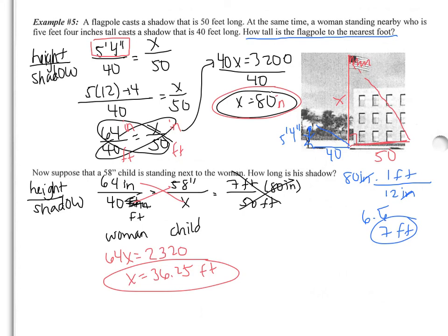You could have used this proportion instead, and then your answer would have been a little bit different. If you did that one instead, your answer would have been 36.25 still. So it would have been the same.